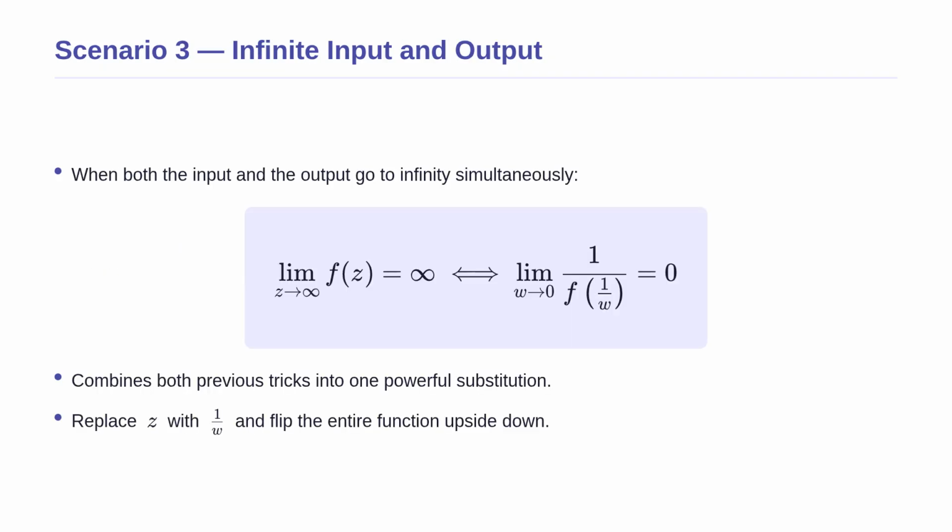Now that we have seen the first two scenarios, let us look at the third and final scenario. This is when both the input and the output go to infinity at the same time. This formula combines both of our previous tricks. Because the input z is going to infinity, we replace it with 1 over w and let w go to 0. Because the output is also going to infinity, we flip the entire function upside down. If the limit of this flipped substituted function equals 0, then we have successfully proven that the original function goes to infinity as its input goes to infinity.